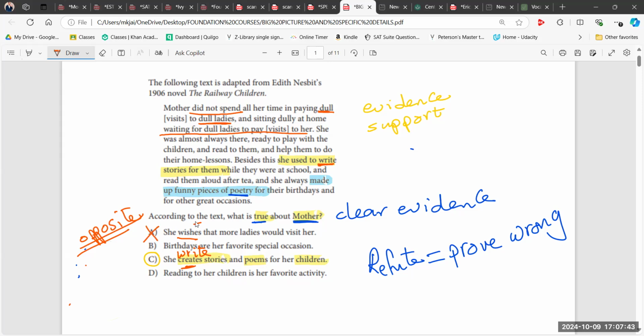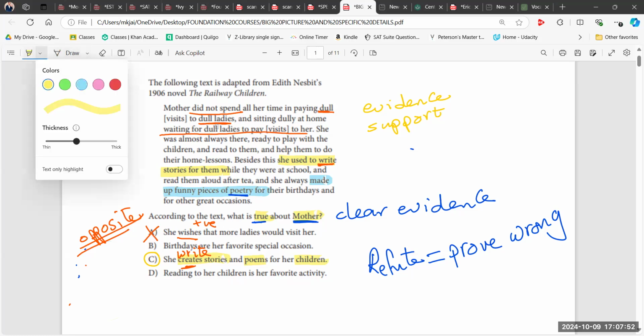I should look for a positive tone. What kind of tone do we have here for dull? A positive or a negative one? A negative one, when you describe something as dull.